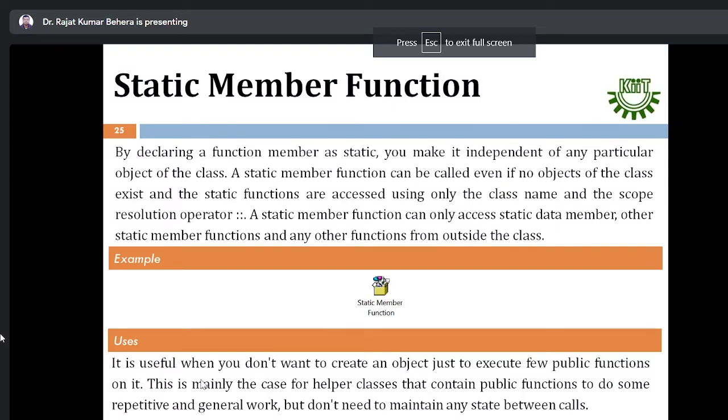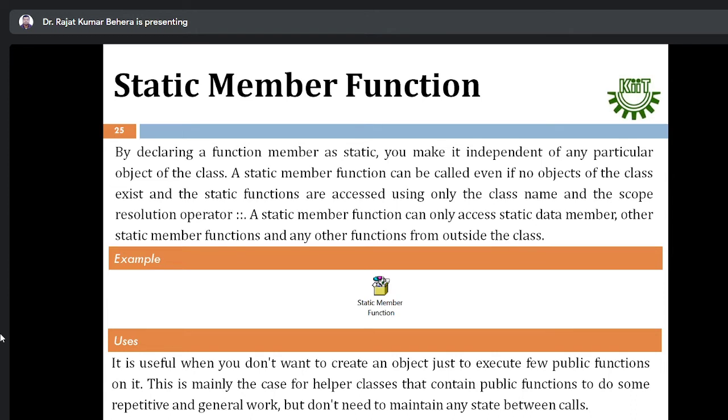Now, it is useful when you do not want to create an object just to execute a few public functions on it. So this is mainly the case of a helper class that contains public functions to do some repetitive and general work, but does not need to maintain any state between the calls. So basically, what are the uses of the static member function? Whenever there is a need in your program to create some sort of helper classes. Okay, so what is a helper class?